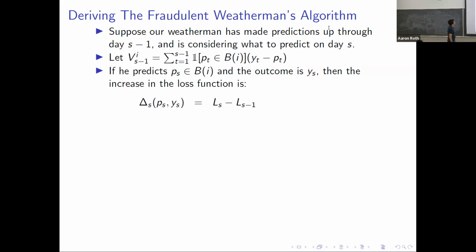Let's just write down that quantity. Let's say delta of S as a function of my prediction and the actual outcome today. I get to choose my prediction. I don't know what the outcome is going to be. This is recording how much my squared calibration loss is going to increase as a result of what happened today. It's just the difference between my squared calibration loss after today minus my squared calibration loss before today.